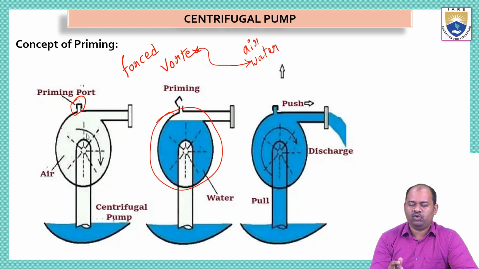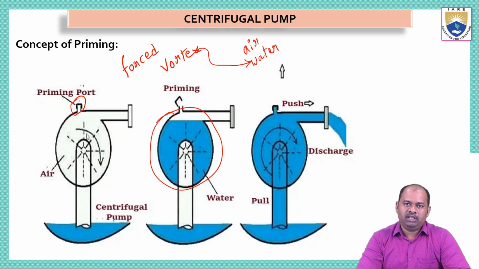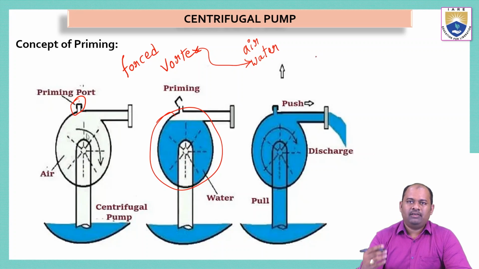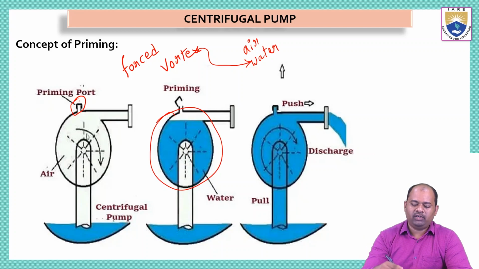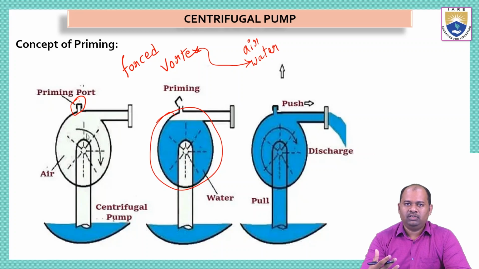Now due to the forced vortex that is created inside the water, this will create a force or suction which will suck the water from the sump into the casing. Okay, so the concept of priming is simple. Priming is nothing but filling the casing. We have to fill this casing with water before switching on, so that the casing is completely filled with water and it can create a forced vortex inside the water, which will create a suction, so that water can be easily pumped.